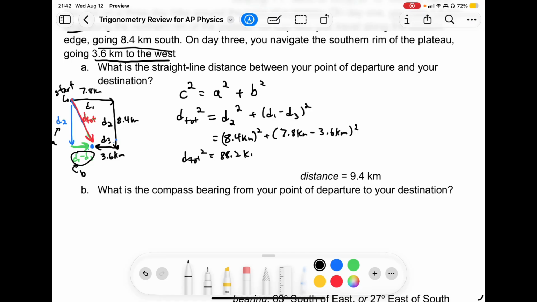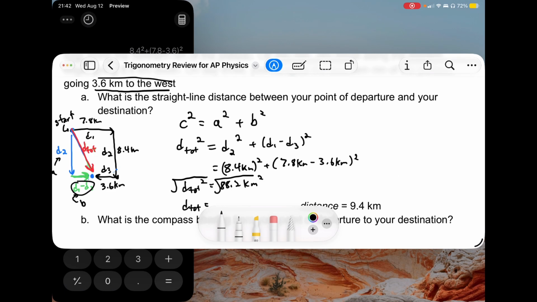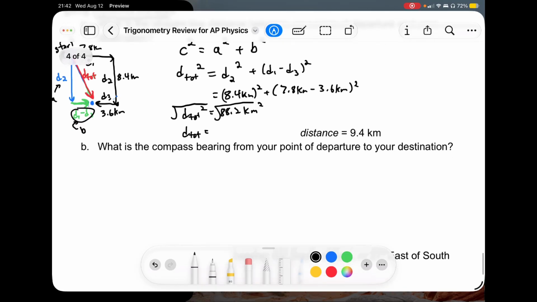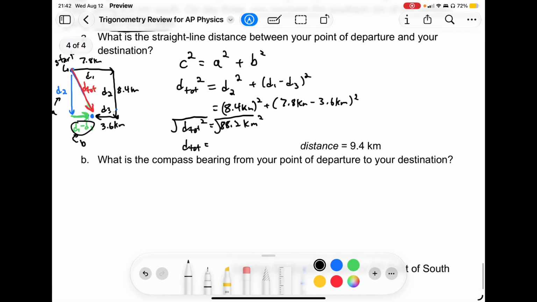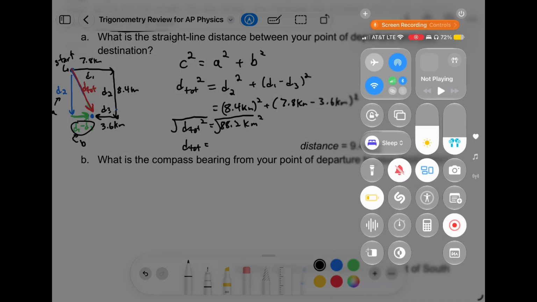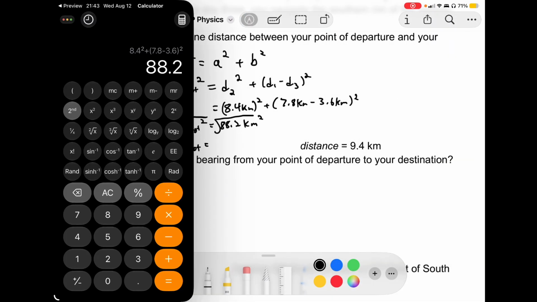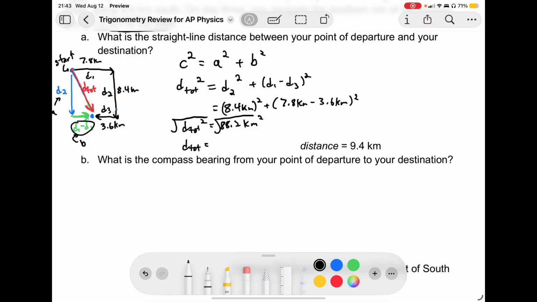88.2 kilometers squared. And then on the left side, we want to square root that, so we end up with just D total, and then we'll square root what's on the right side. So we end up with D total, our total displacement, equals the square root of 88.2 kilometers squared. All right, so 88.2, and we will square root that, and that gets us 9.39148.